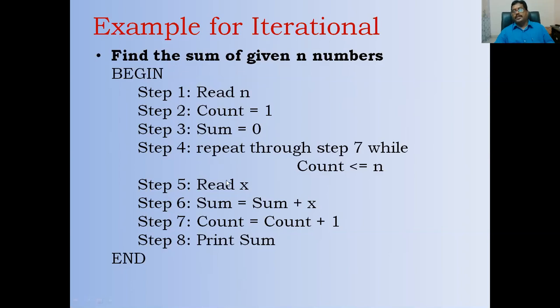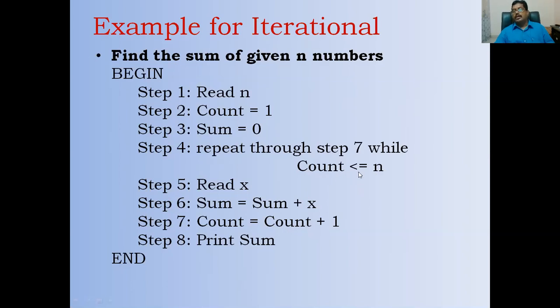Counter value now will be 3. 3 is less than or equal to 5. Again it is going to read the third value. Third value will be added to the sum. Counter becomes 4. 4 is less than or equal to 5. Because of this, a fourth value is going to be read, and that value will be added to the sum. Counter is incremented. Now counter value will be 5.